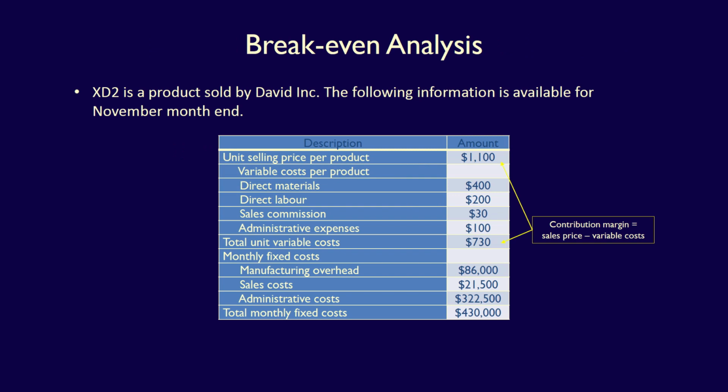Using David Inc. again, we first have to calculate the contribution margin per unit, which is the sales price per unit minus the total variable cost per unit. Therefore, $1,100 minus $730 is equal to $370. Remember that the total fixed costs are $430,000. We can now use this in our shortcut formula.